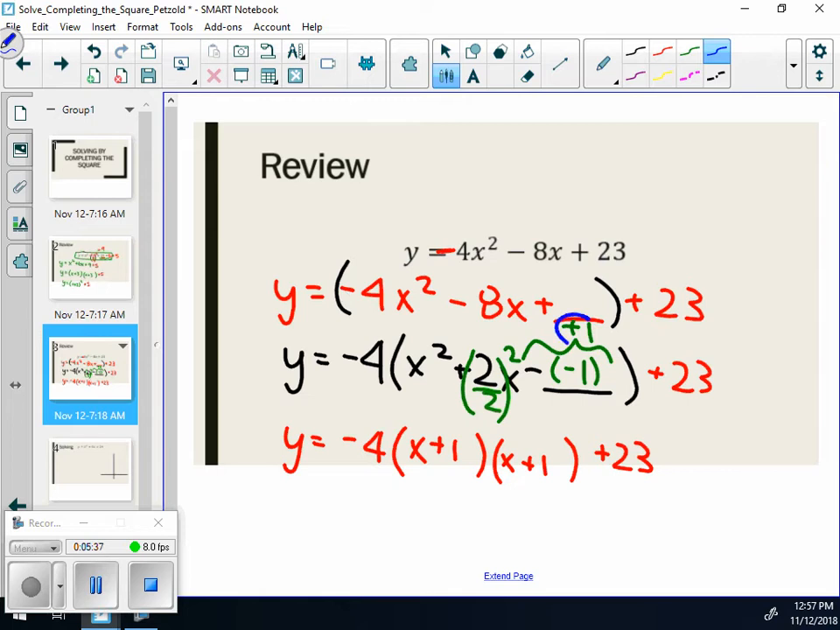Right. So we've got this plus 1 over here that's inside the parentheses. But remember, we added 1 randomly, but we added 1 inside the parentheses. We need to look outside the parentheses. So on this part here, you're saying we subtracted 4. So that means over here at the end, we need to add 4. Sounds good to me. So this 23 becomes a 27.